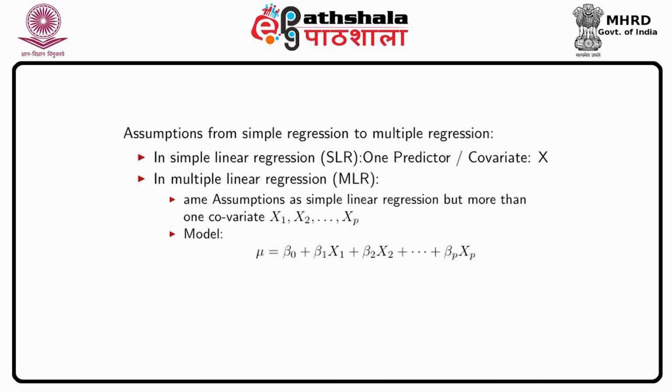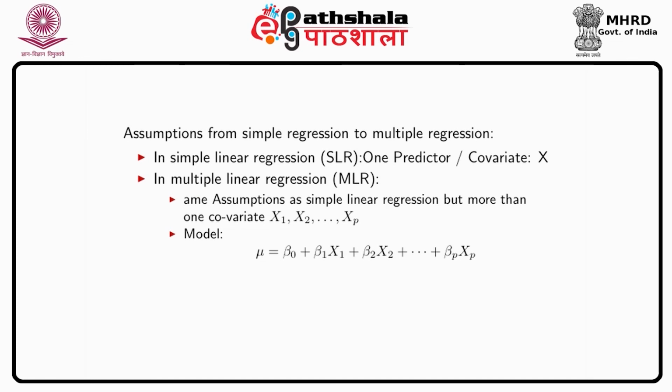So for the assumptions in the simple linear regression model, we have one predictor, that is one covariate x. In case of multiple linear regression, we have more than one covariate. So y follows a normal distribution with a certain mean mu and a certain variance sigma square, where the mean mu will be given by the expected value of y given the different values of x, which is beta 0 plus beta 1 x1 plus beta 2 x2 plus up to beta p xp.